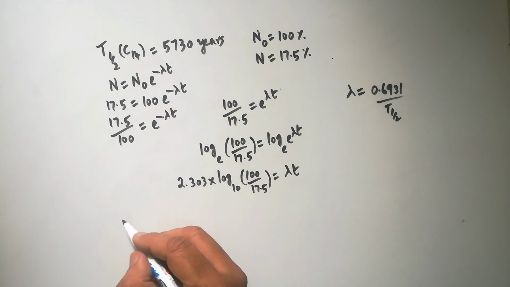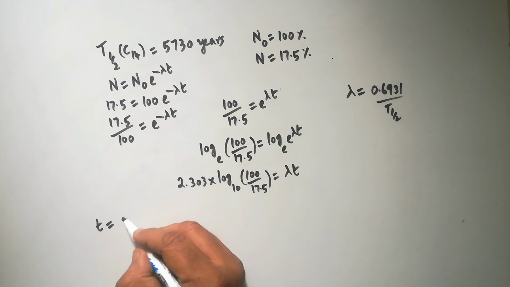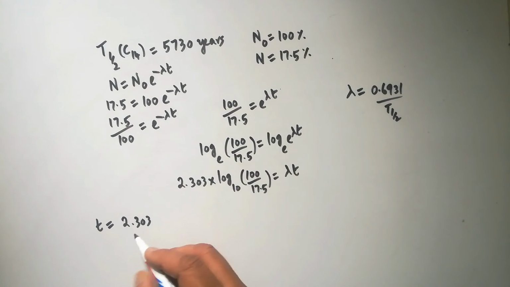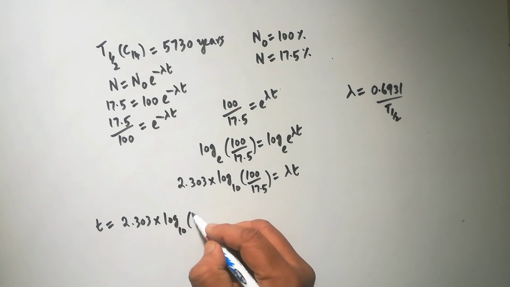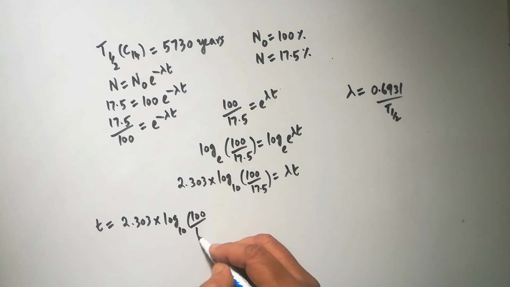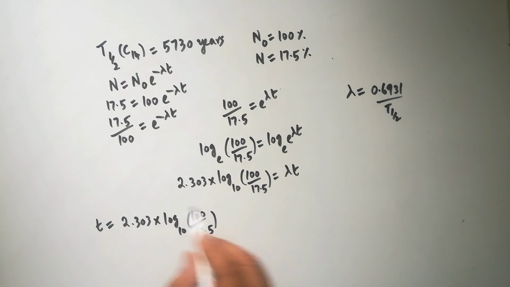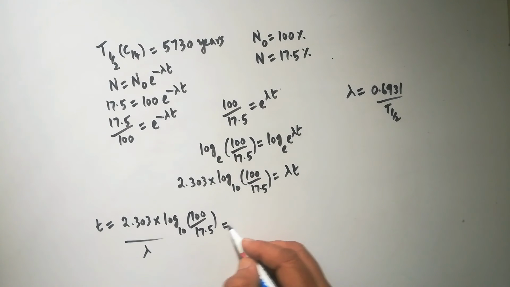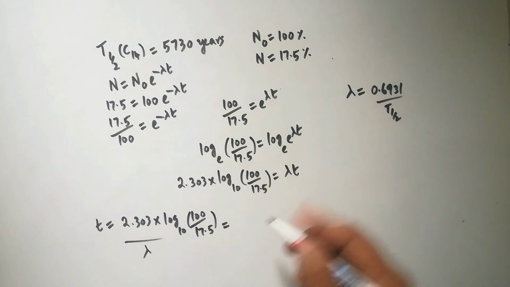Now I will write the formula for T. T, that is the age of the tree, is equal to 2.303 into log to the base 10 of 100 divided by 17.5. The entire factor must be divided by lambda. Are you clear? Don't forget, the entire factor is divided by lambda. So after substitution, this formula must be substituted.